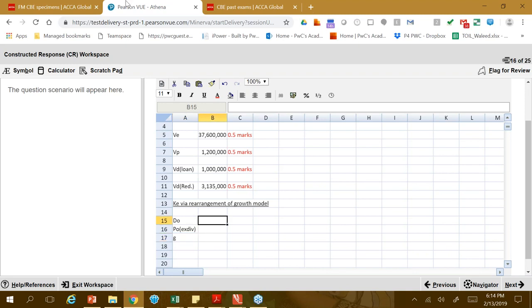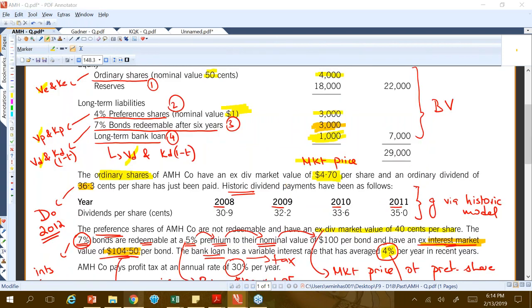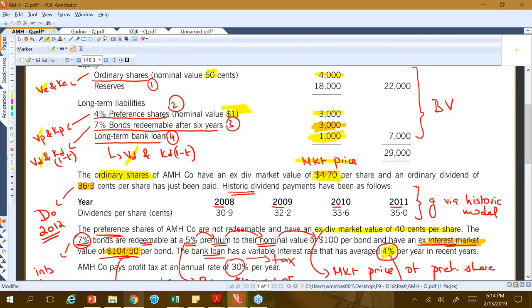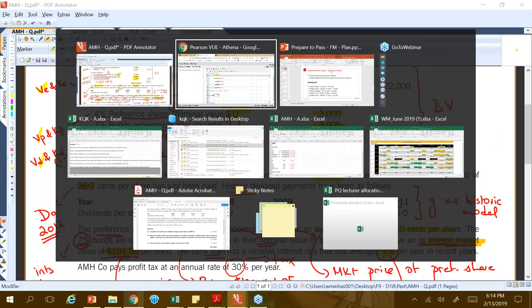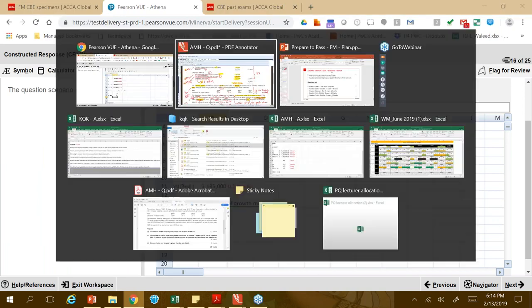Now, the dividend now was given nice and straight in this question. If I go back to the question, the dividend now was 36.3 cents. The share price ex-div was also given, 4.7, which was the ex-div market price of the ordinary shares. The only thing I have to work out is the growth, which is the historic growth model.